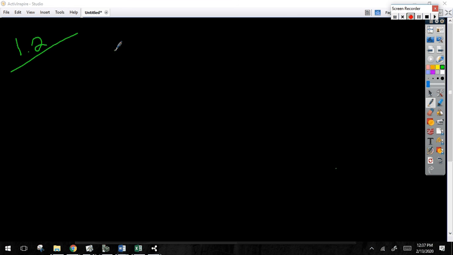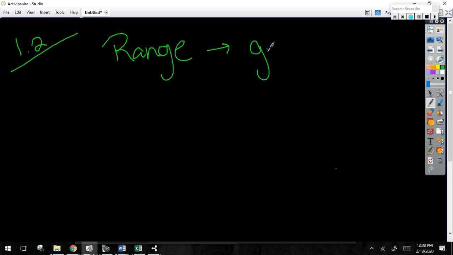So yesterday we talked a lot about domain and how to find domain algebraically, right? Looking for a radical, looking for a fraction. So today we're going to talk about range, but we're going to talk about range graphically. So you're going to need your calculator.